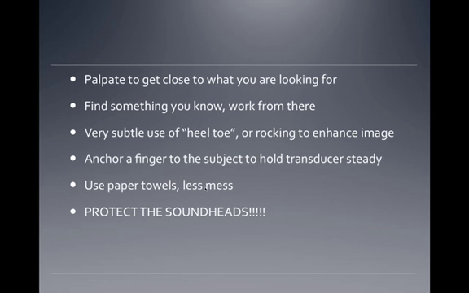Okay, I also recommend anchoring a finger or two to the subject to help hold the transducer steady. You've got the sound head full of gel, and it tends to slide around. So by putting a finger or two in place, that'll help hold the image steady so it's not sliding off.